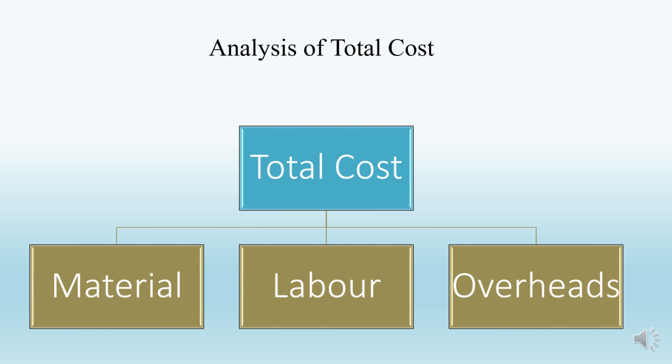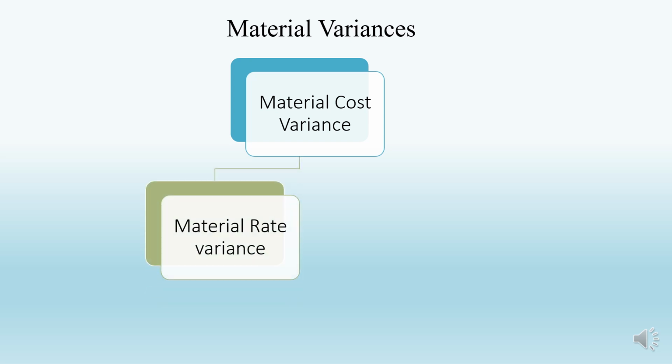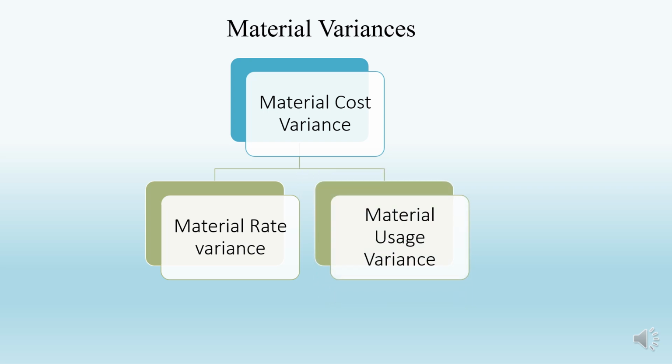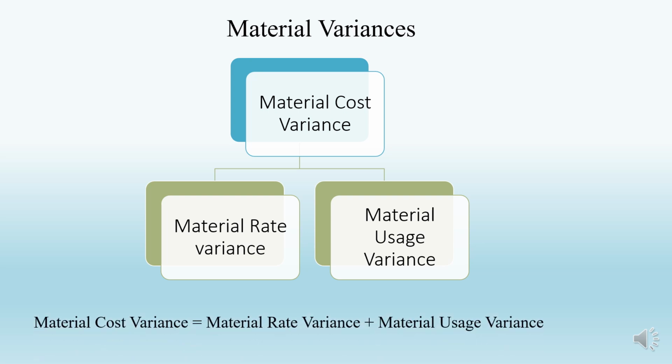So we have material variances, labor variances, and overhead variances. But our syllabus restricts us only to material and labor. Let us explore both the topics. If I talk about material variance, the basic variance is called cost variance, which is due to two major factors. One is the rate and the other is the usage. So we have material rate variance and material usage variance. To explain this in the form of an equation, material cost variance is equal to material rate variance plus material usage variance.